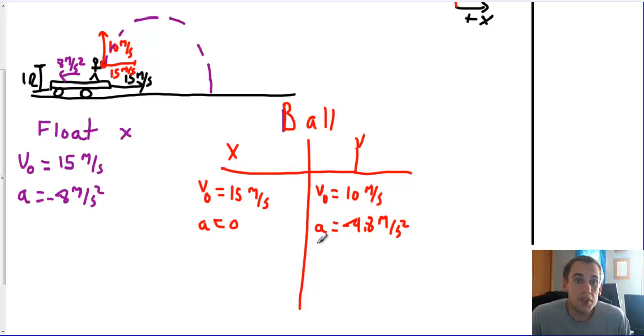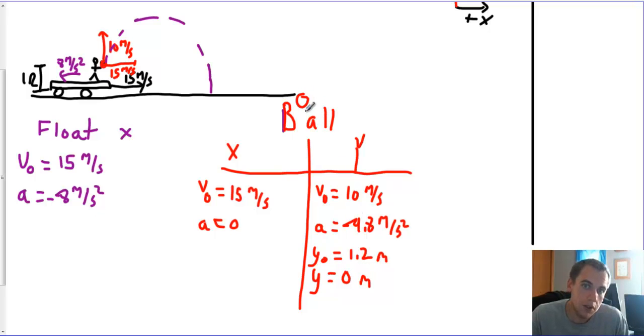I know an initial position in y. The ball starts at 1.2 meters, right? It says that she's catching and releasing the ball 1.2 meters up. It also says to assume the ball lands on the road, so I know a final position, y equals 0 meters. I just established the height of the road to be 0. Everything's measured from there, so it makes sense. Okay, so that's what I know in y. I know an initial position, I know an initial speed, I know an acceleration, and I know a final position.